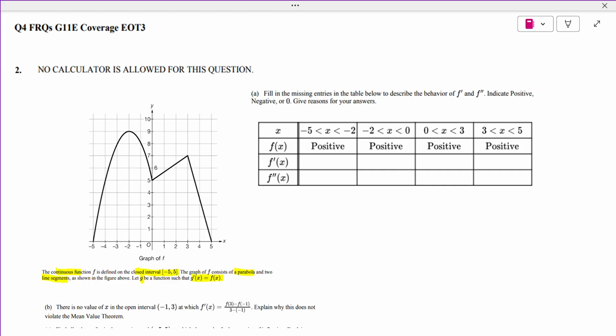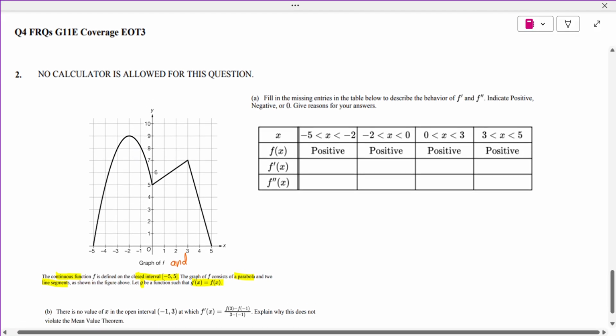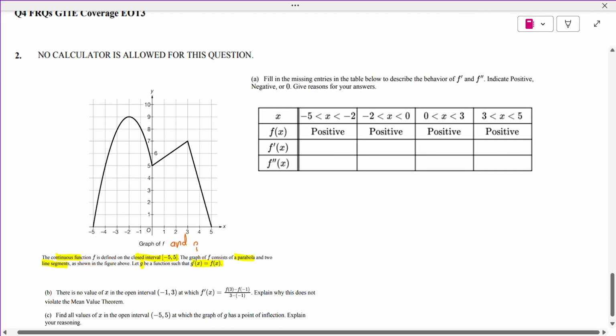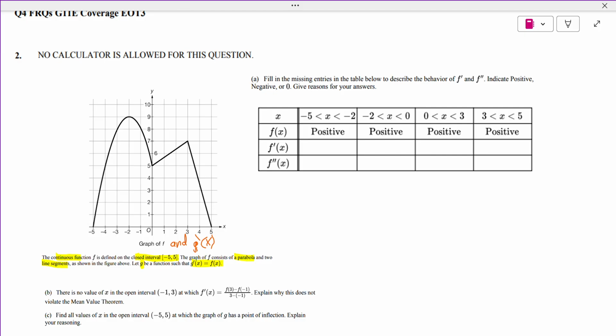So as we did in the previous question, if you have seen the video, this is the graph of f, and at the same time it is the graph of what? It's the graph of g prime of x, because it's given in the question that g prime of x equals f of x. Now we need to complete the table. We will find the missing entries in the table. We will indicate positive, negative, or 0, and also we need to give reasons for our answers. So the table states the sign of f of x for four different intervals.